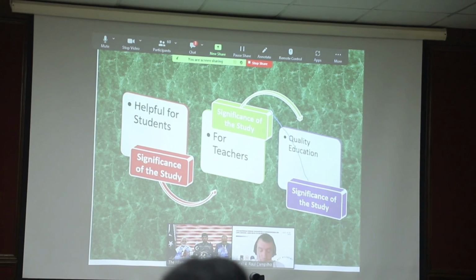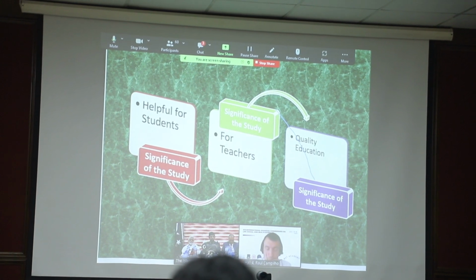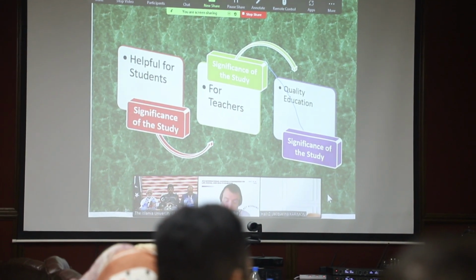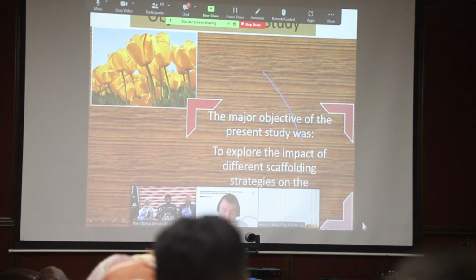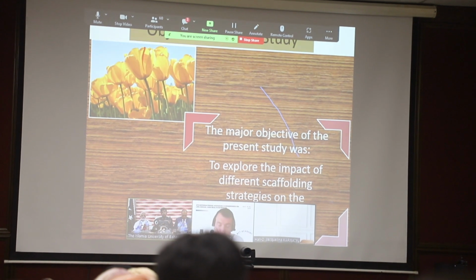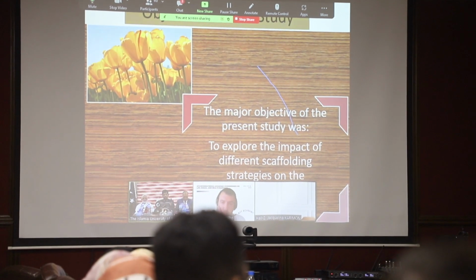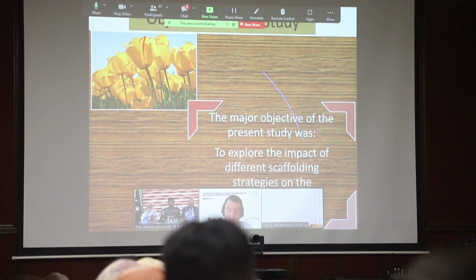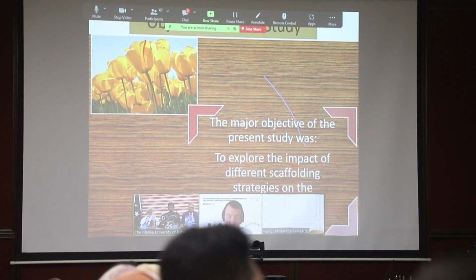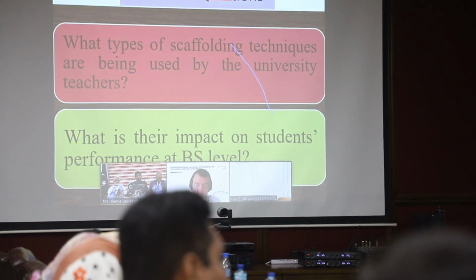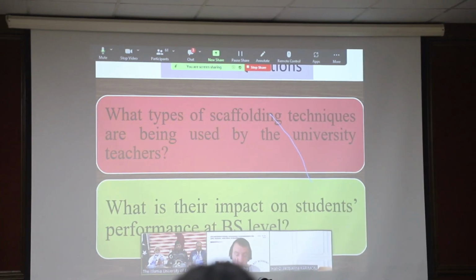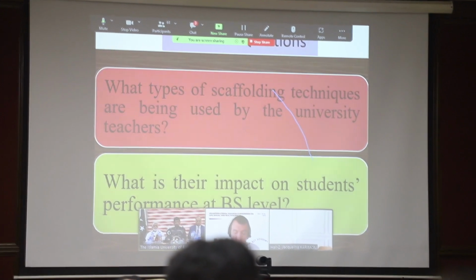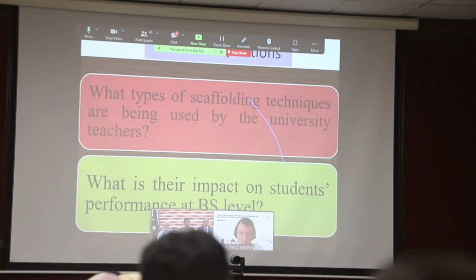If we talk about the significance of the study, that will be helpful for the students and for the teachers, and definitely quality education will be improved. Objectives of my study were to explore the impact of different scaffolding strategies on the performance of the university students. My research questions were: what types of scaffolding techniques are being used by the university teachers? What is their impact on students' performance at BS level?